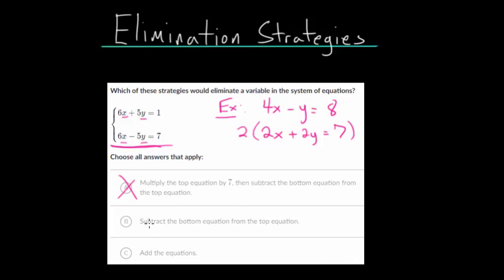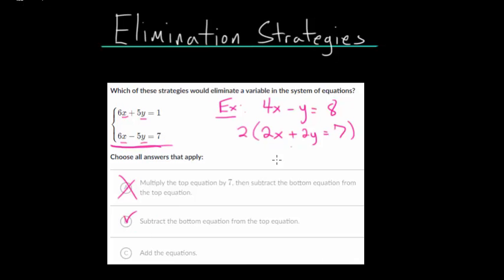Now B, we could subtract the bottom equation from the top. Now we mentioned that if we do that, notice that the x values would be eliminated there. And you just get 5y minus negative 5y, which is 10y, and 1 minus 7, which is negative 6. And from there, you can solve for y. So it looks like choice letter B would work.